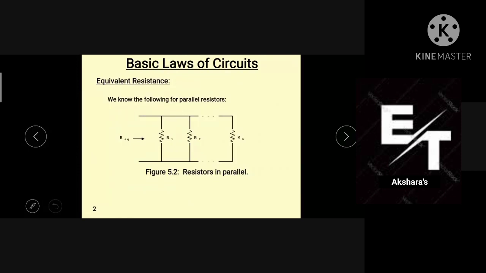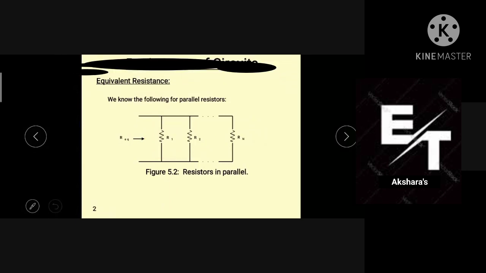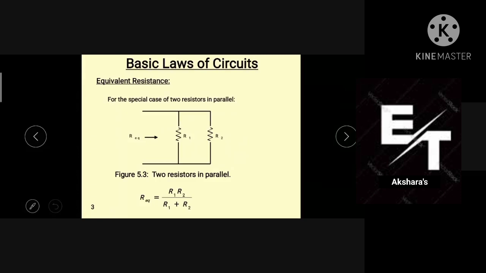Now see, these two are parallel and these three are also parallel. Why? Because all are connected with different lines. Now, see the next slide. What is the formula for parallel combination? We already discussed: 1 by RT equal to 1 by R1 plus 1 by R2. This is our parallel formula.